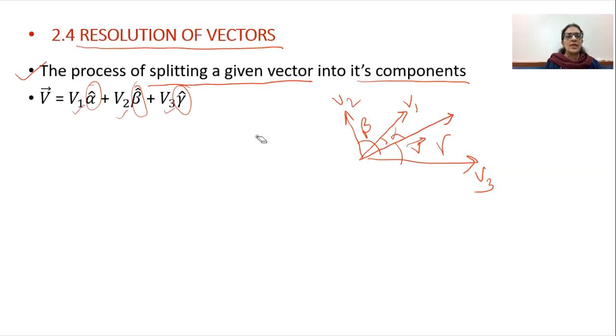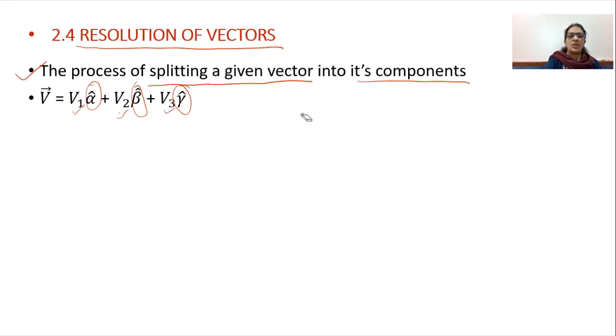So this alpha, beta, gamma shows the direction: one vector is along the direction of angle alpha, the second is along angle beta, the third is along angle gamma. And the magnitudes of the vectors in those three directions are v1, v2 and v3. So we can represent it as v1 alpha cap plus v2 beta cap plus v3 gamma cap.